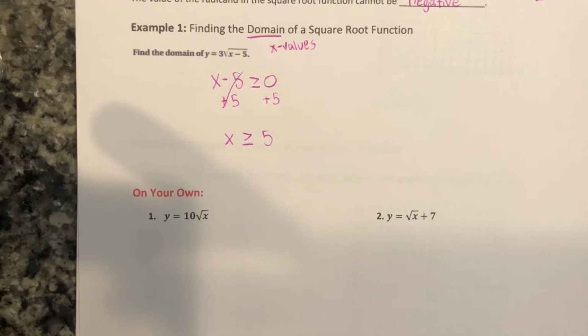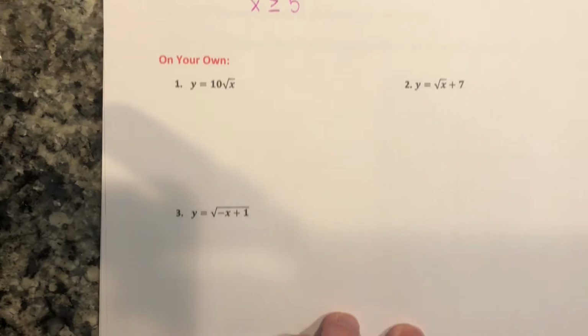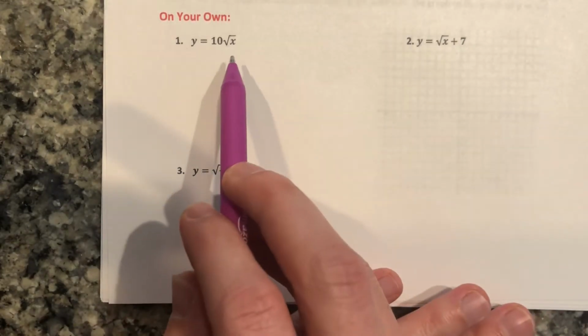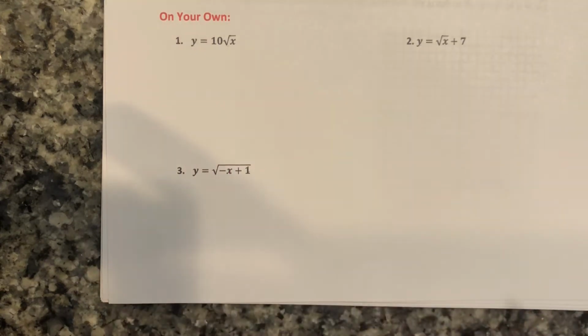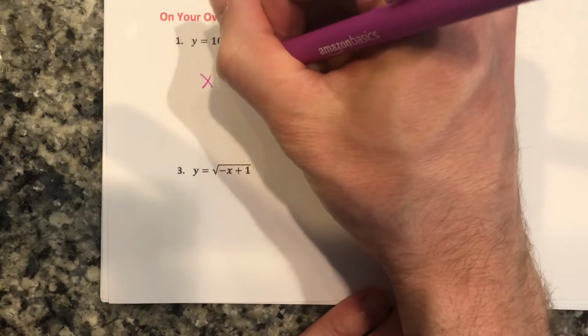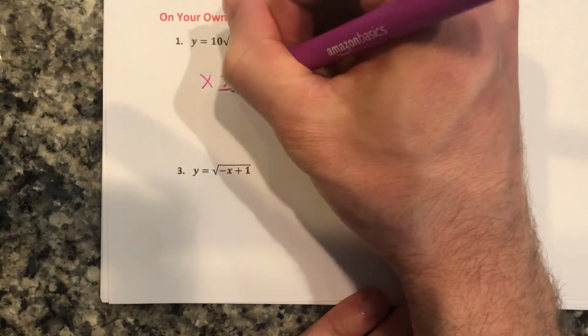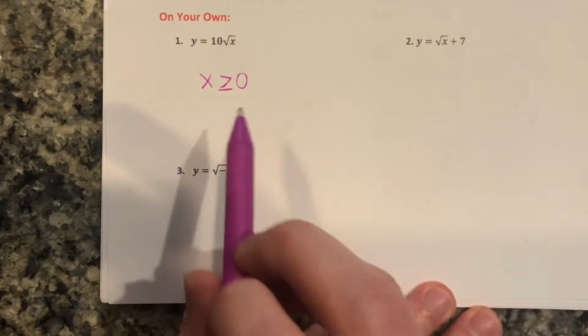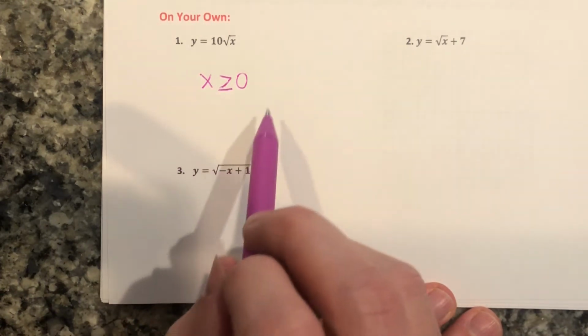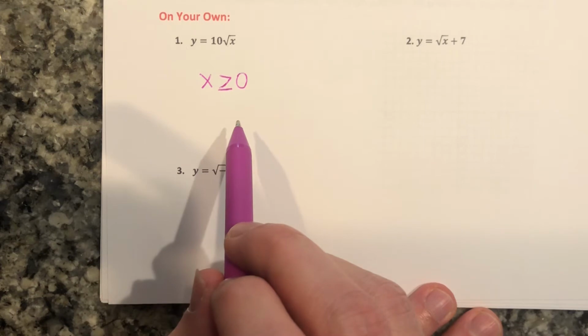So you can stop the video here. You can try this on your own real fast. I would encourage you to stop the video, try that on your own, and then check your work by pressing play and seeing how I do it. So for number 1 on your own, I would see that x is the only thing underneath that radical symbol, the square root symbol. So I'm just going to set x greater than or equal to 0, and that right there is my domain. Right, so the domain is all these numbers that are greater than or equal to 0.